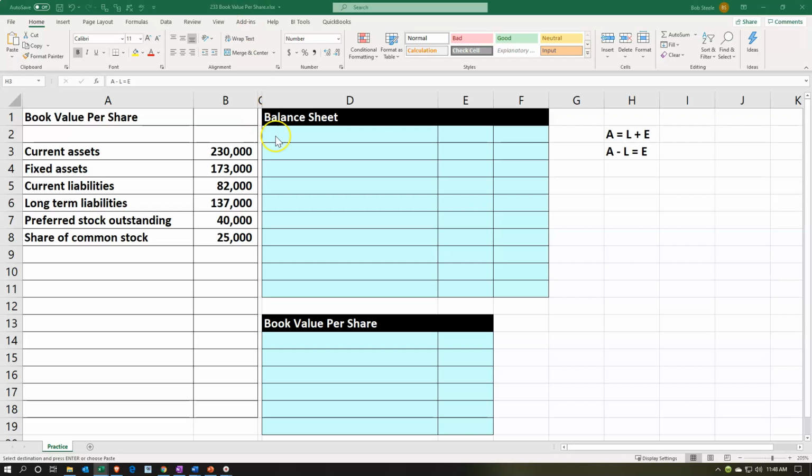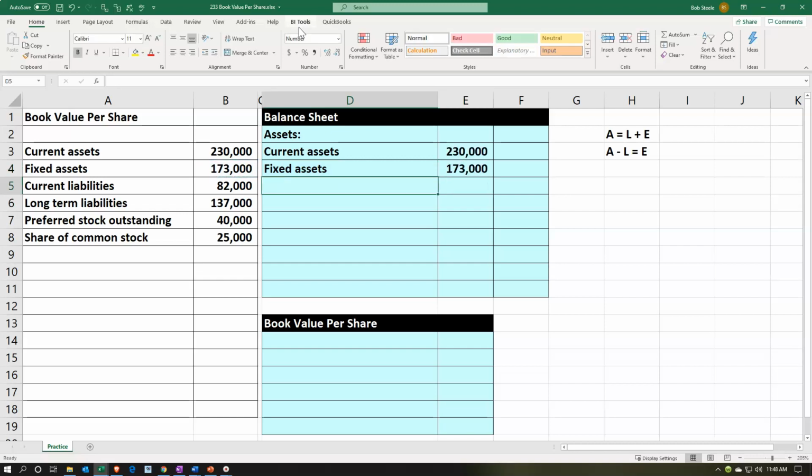So let's break this down. We're going to say, all right, what assets did they give us? Let's look at the assets that they gave us. They gave us current assets, and I'm going to bring this into the enter column. I'm going to say this is equal to the 230. We've got the fixed assets. I'm going to bring this into the enter column, which is the 173.